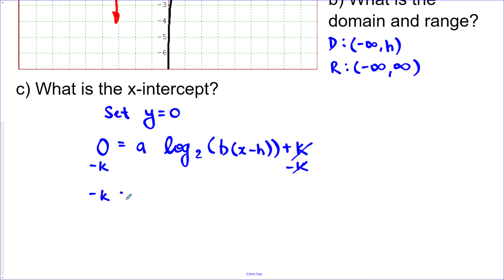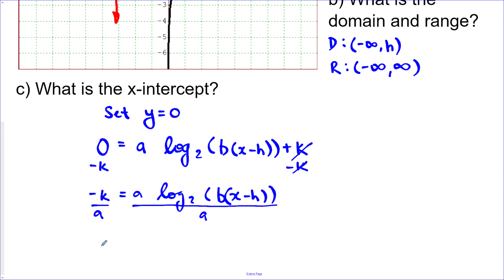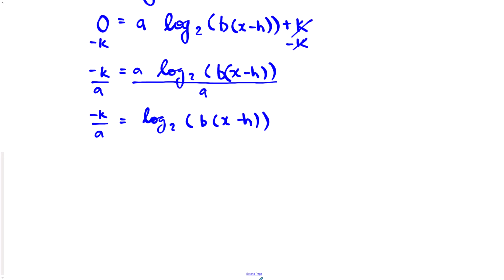Then we've got -k is equal to a log base 2 of b times (x minus h). Divide both sides by a, and we get -k over a is equal to log base 2 of b(x minus h). Now we need to get rid of the log here, and we'll just do that by rewriting this into exponential form. So the base of the exponent is 2. This is the exponent, and this is what it was equal to.